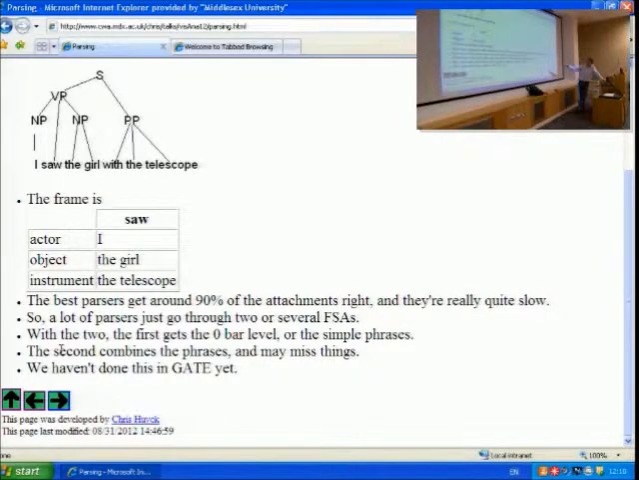20 minutes. So a lot of parsers go through two or several stages. Currently, what people do is they go through several stages of finite state automata, and they're really fast. So you go through the first time and you parse the simple noun phrases. So you get with the telescope, the girl, right? Just by itself, that's really quick. Then you go through and you combine those, and you miss some things, but that's okay because you don't need things to be perfect. The second stage combines the phrases and may miss things.